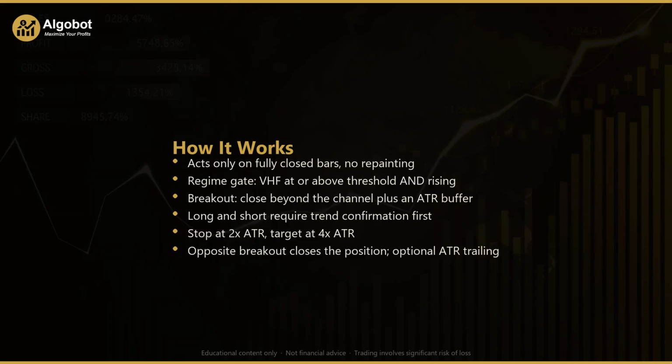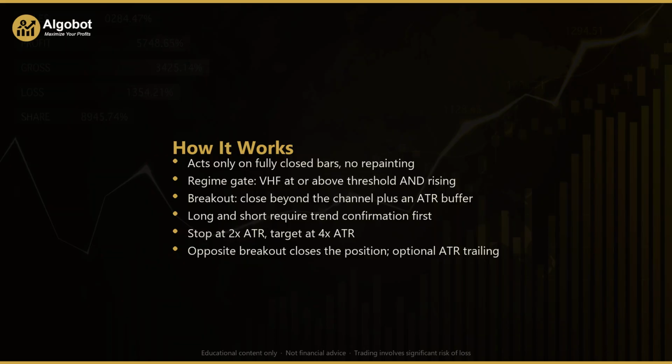Now, entries only happen when the regime gate agrees. So a long requires both a trending, rising filter and an upward breakout. A short requires the same trend confirmation and a downward breakout. The two sides are completely symmetric.